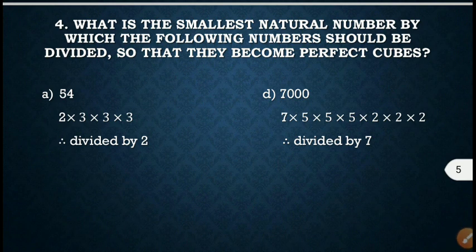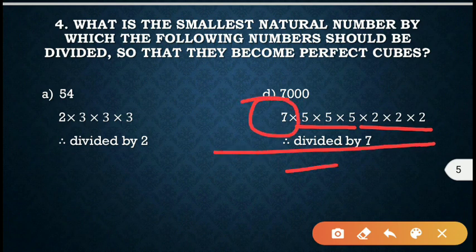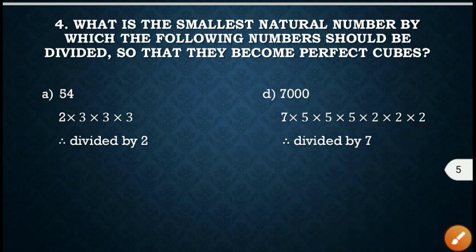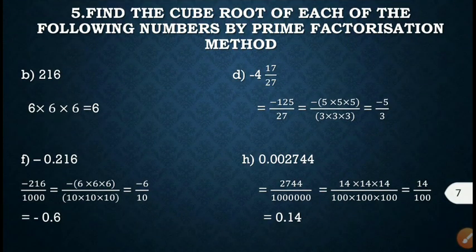4. Next is 7000. When you will factorize it, you will get this. Now start making a pair. Here 5 is in the pair, 2 is in the pair, 7 is alone. So if you will divide it by 7, this 7 and 7 will be cancelled and this will become a perfect cube. That means you need to divide by 7. 7 is your answer.